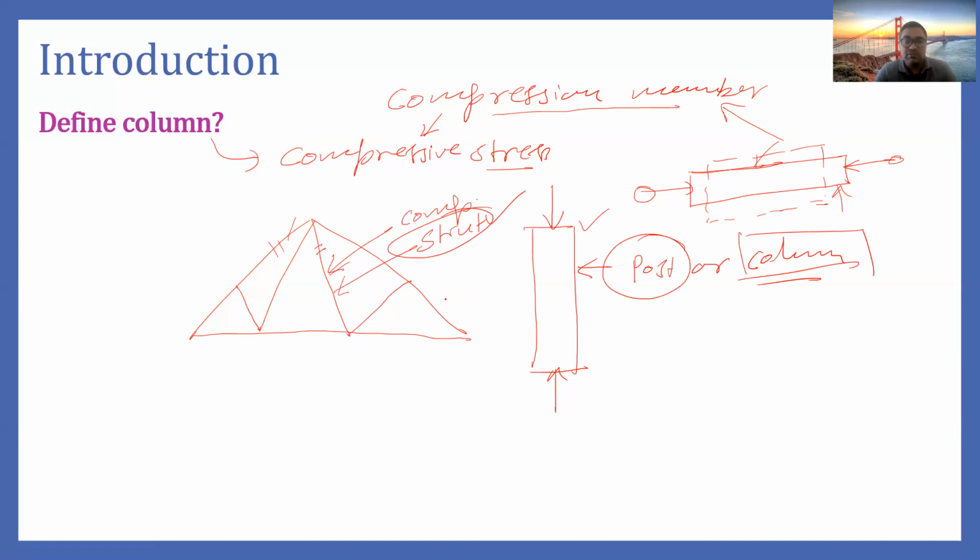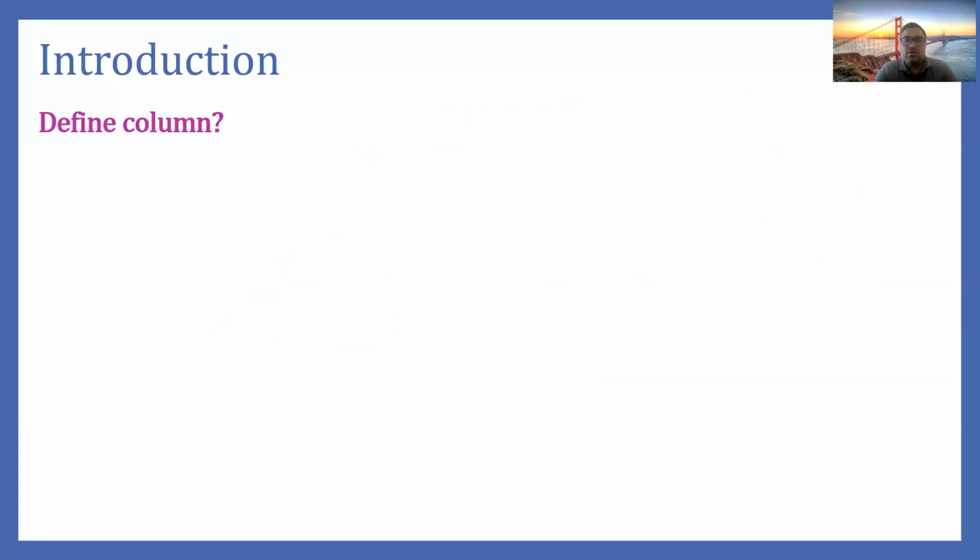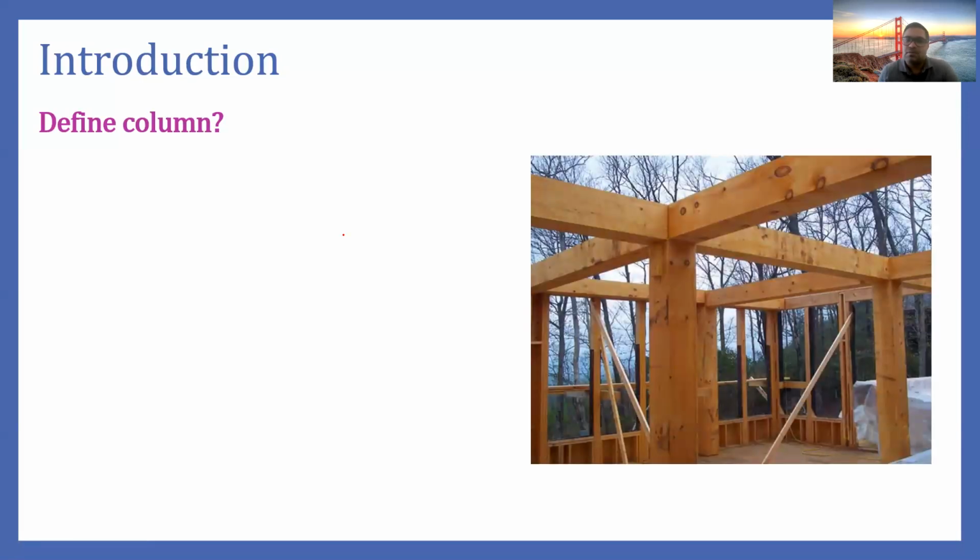Now to define column with its physical appearance, we can define it similar to the way we have defined the beam. Column is a structural member which has a cross-sectional dimension much lesser than its length, and which carry compressive load along its longitudinal axis, will be known as column.